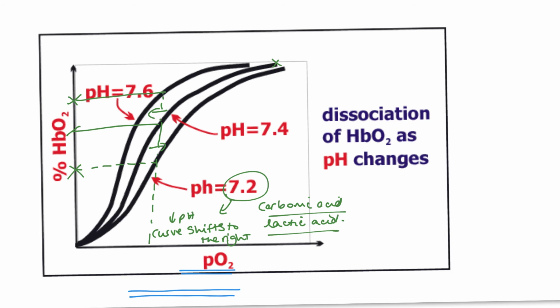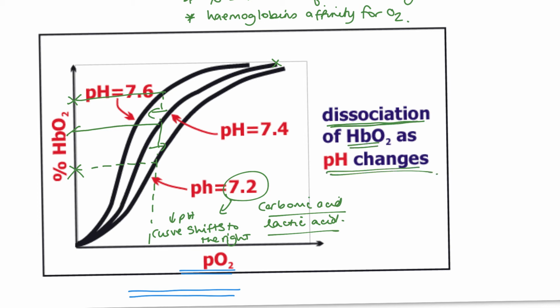So there's quite a lot of language that we've used here. We've talked about loading and unloading of oxygen. We've talked about percentage saturation of the hemoglobin molecule. And we've also referred to hemoglobin's affinity for oxygen, i.e. how tightly it binds onto that oxygen in particular conditions. So hopefully all that makes sense. So just again, this is a dissociation curve of oxyhemoglobin as the pH changes.